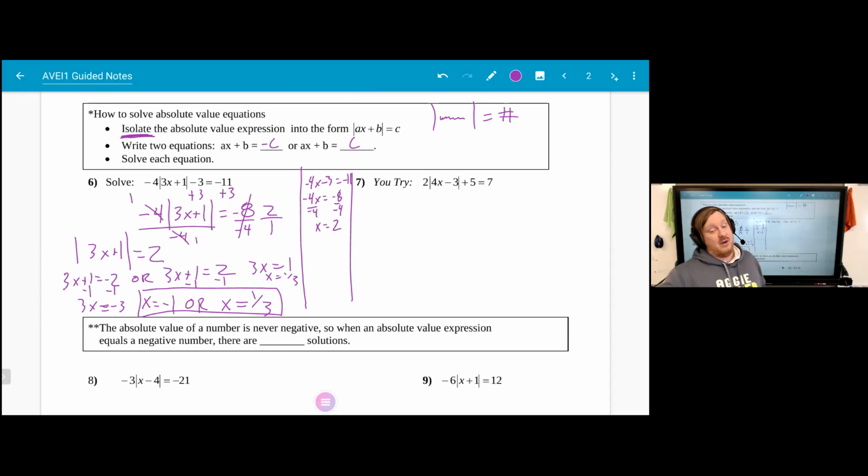Let's try, or actually, you need to try number 7. Hopefully you paused and tried number 7. If you haven't paused now, try number 7.